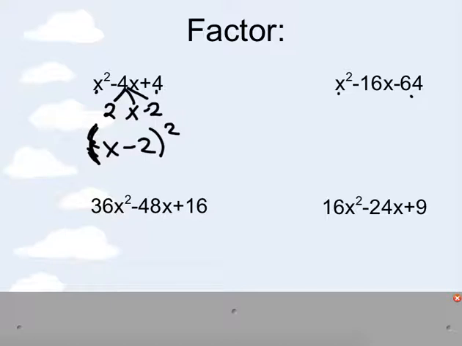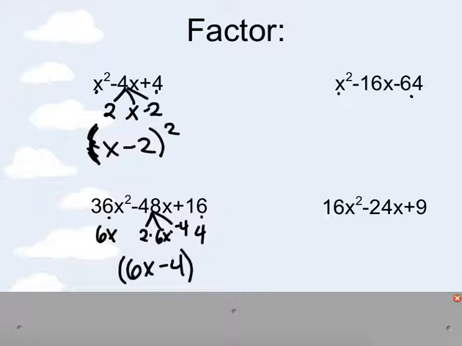All right, for 36x squared minus 48x plus 16, we have a perfect square and a perfect square, which means that the square root of this one is 6x. Square root of this one is 4. So let's see, is this a combination of 2 times 6x times, well, it must be a negative 4. And we say, well, 12 times negative 4 does give me a negative 48, so this must be 6x minus 4 squared.